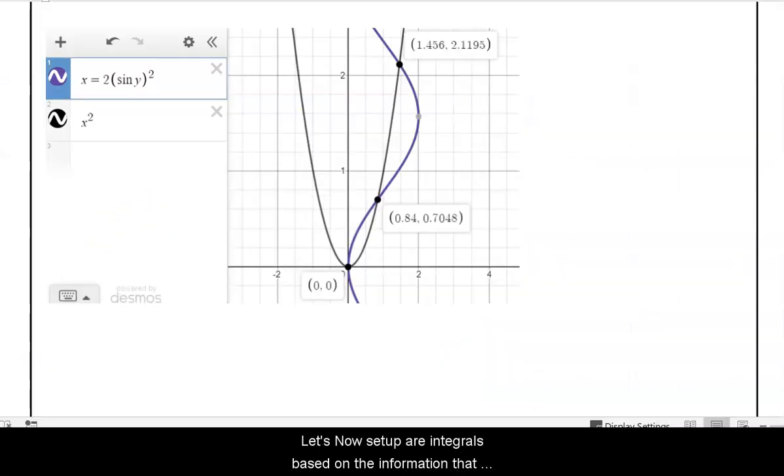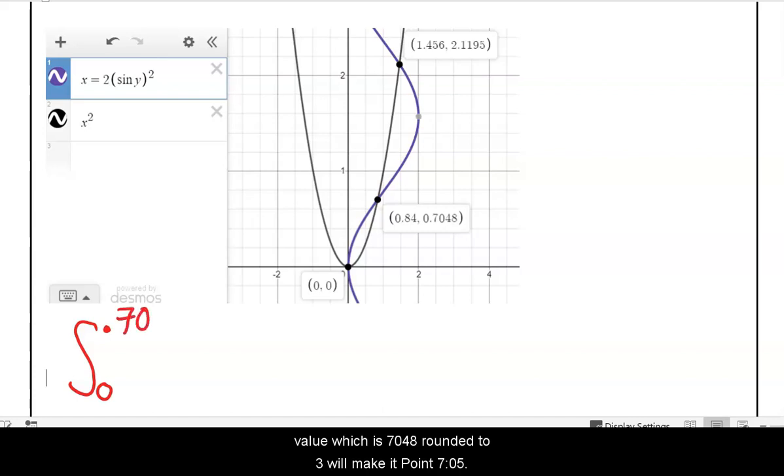Let's now set up our integrals based on the information that we can see here. We'll simply round, instead of to 4 decimal places, to 2. This will give me instead the integral from 0 to the next y value, which is 0.7048, rounded. I suppose let's go to 3. We'll make it 0.705. That should give us a relatively accurate answer.